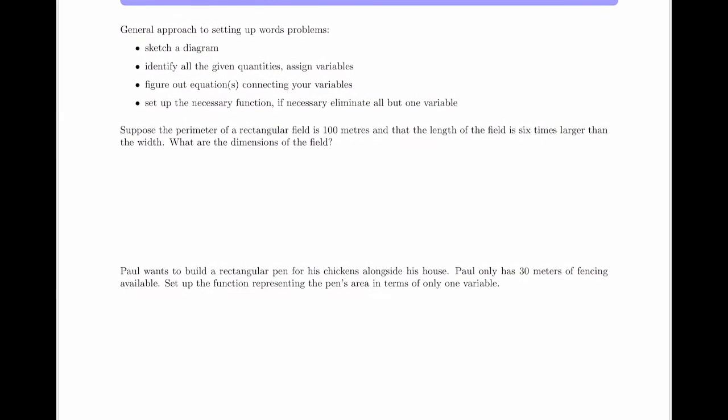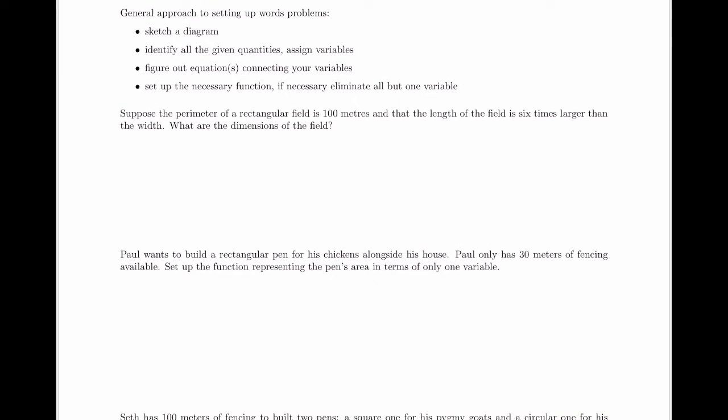The general approach that we will take is the exact same one as you would take in calculus, and in fact what we will do in most of these problems is set up the problem to get it ready for applications of calculus. The next steps are going to be purely calculus techniques. The general approach is to begin by sketching a diagram, which will help you identify all the given quantities and also assign variables to all the unknowns. We will then have to figure out some equations that connect your variables between each other if there's more than one, and set up the necessary function as required.